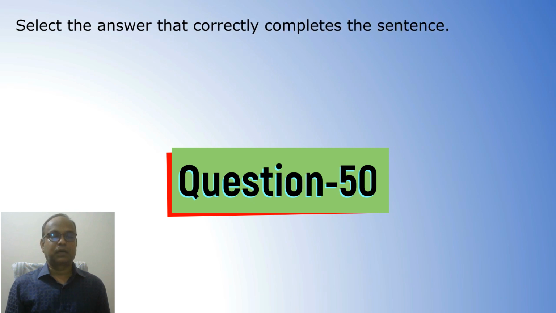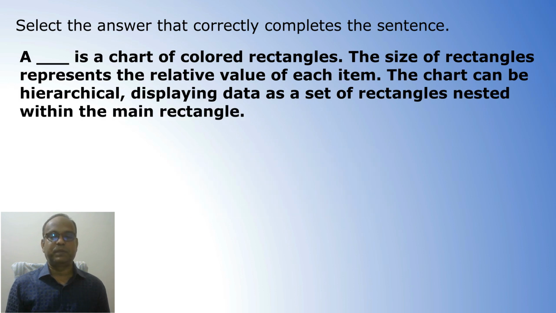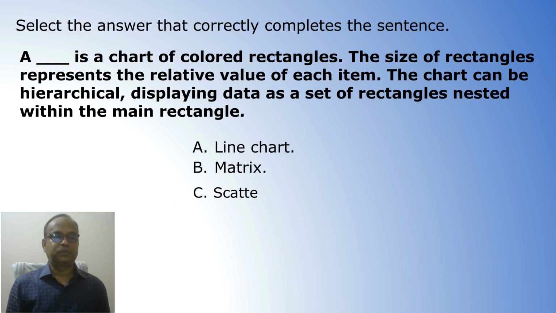Next question, question number 50. Select the answer that correctly completes the sentence. A dash is a chart of colored rectangles. The size of rectangles represents the relative value of each item. The chart can be hierarchical, displaying data as a set of rectangles nested within the main rectangle. Option A, line chart. Option B, matrix. Option C, scatter. Option D, tree map.